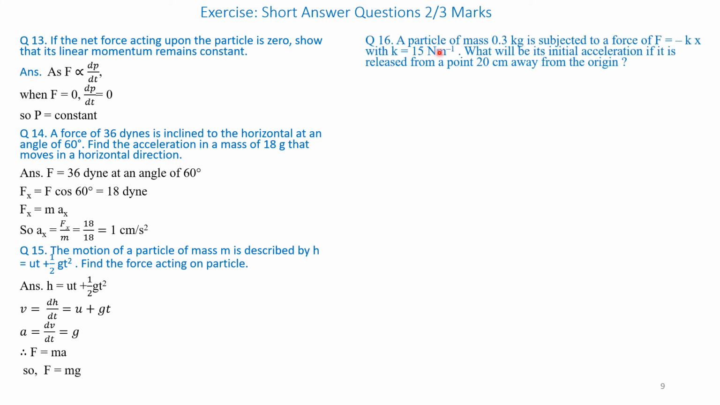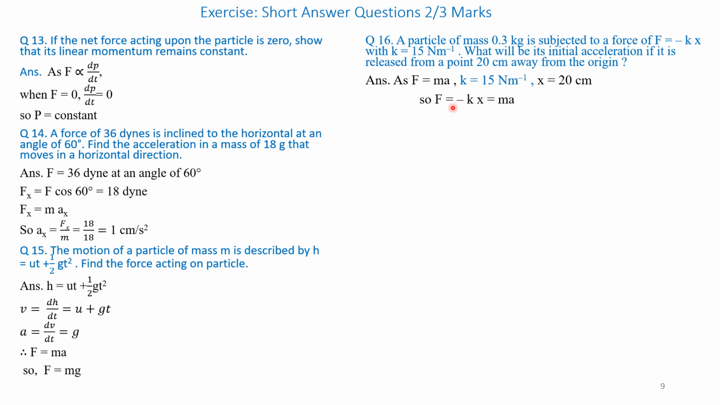Next question. A particle of mass 0.3 kg is subjected to a force of F is equal to minus k into x, with k is equal to 15 Newton per meter. What will be its initial acceleration if it is released from a point 20 centimeter away from the origin? As F is equal to ma, we know that k is equal to 15 Newton per meter and x is equal to 20 centimeter, as given.